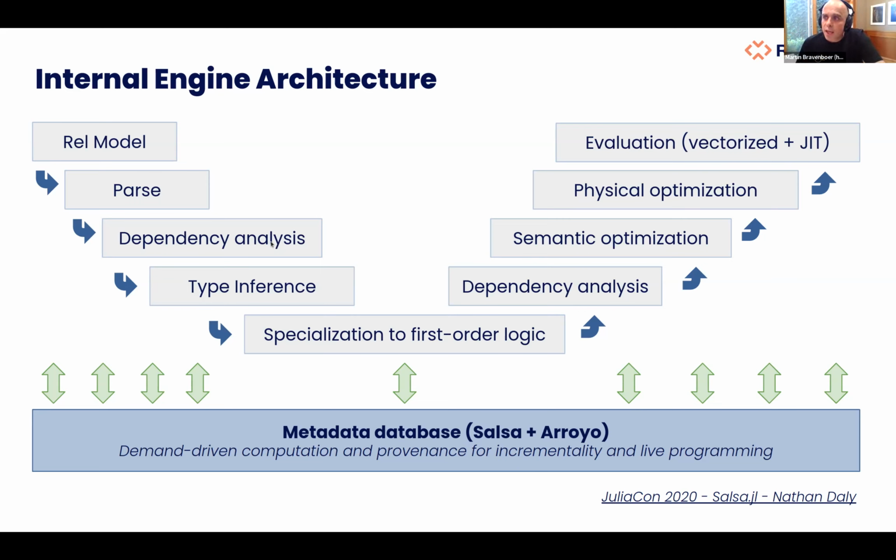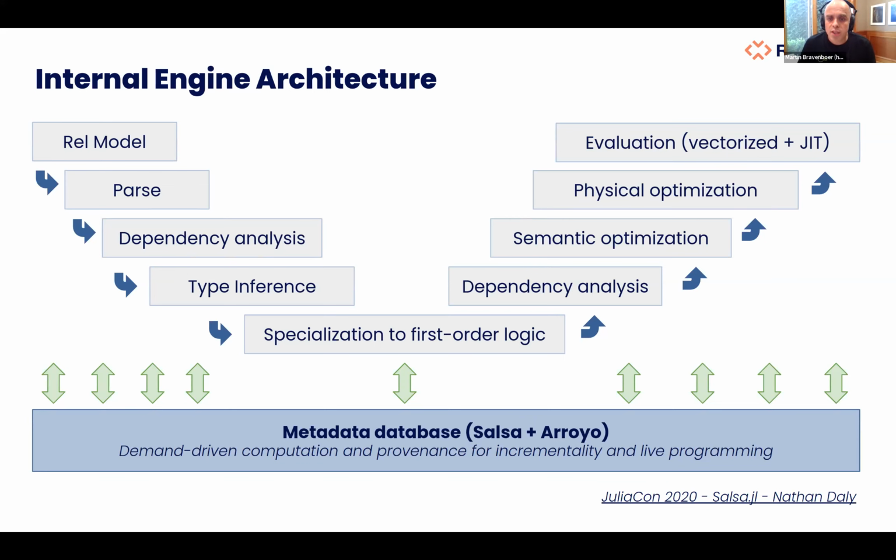So the dependency analysis here creates an acyclic graph of strongly connected components out of the RHEL model. Some other components like type inference operate on the strongly connected component graph. The other component that's a little unusual here is the semantic optimizer. We will get into what it is, but it performs very significant restructurings of computations using the knowledge of the semantics of the operations that are in the database.